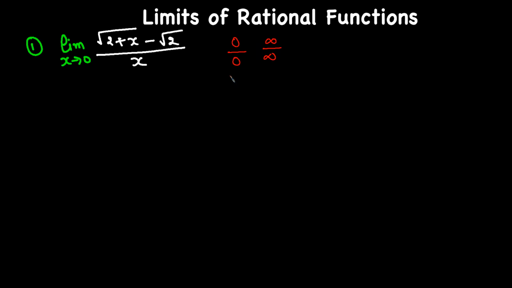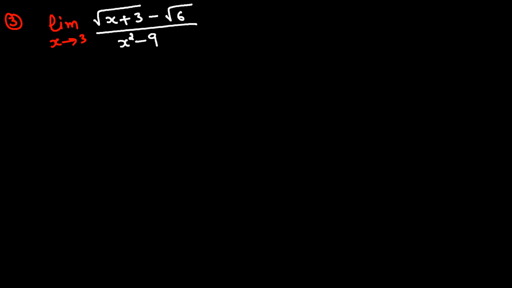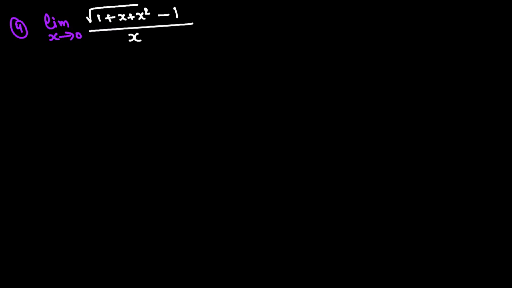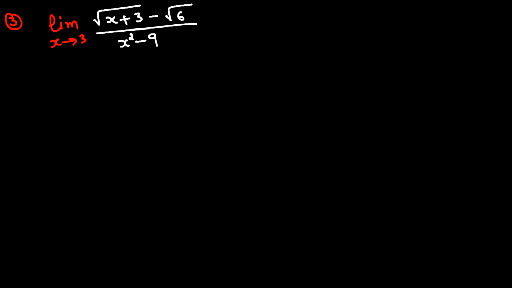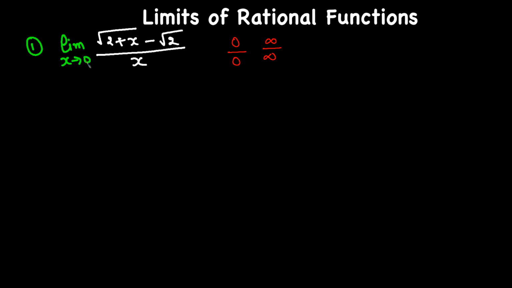Okay, so let's do a couple of examples. That way we'll be able to understand how to solve limits of rational functions. So this is the first example I'm going to do. Then we'll solve this one, third, fourth, and fifth. Like this example, it has a square root in the numerator as well as the denominator. All right, let's start with the first example.